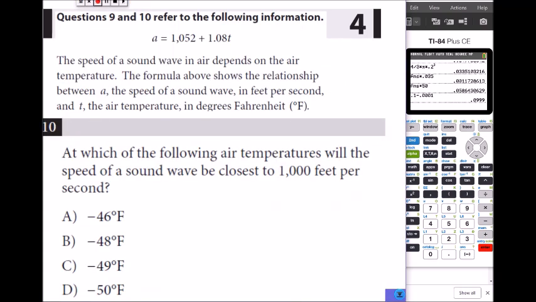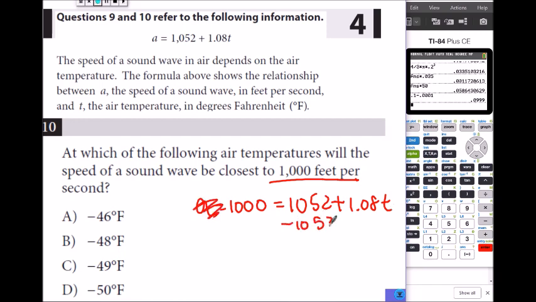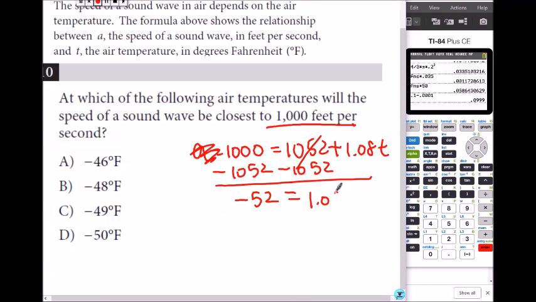Number 10. So same question. Which of the following air temperatures will make the speed of the sound wave closest to 1,000 feet per second? So you're solving for T when A is 1,000. Right? So that equals 1052 plus 1.08 T. So don't worry about this part. So move 1052. So then you get negative 52 equals 1.08 T.